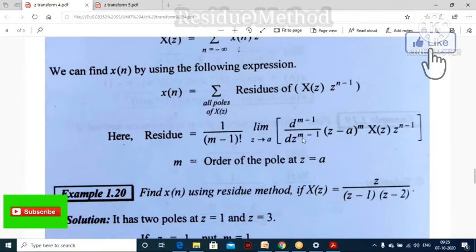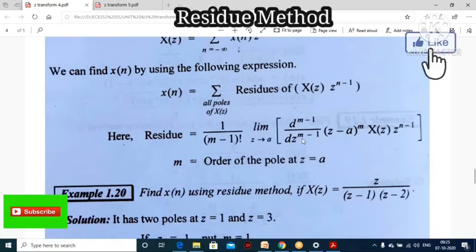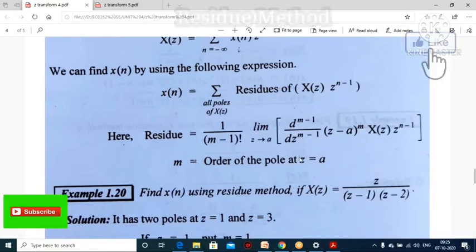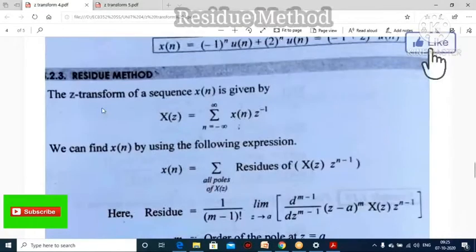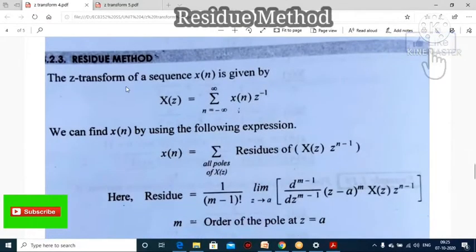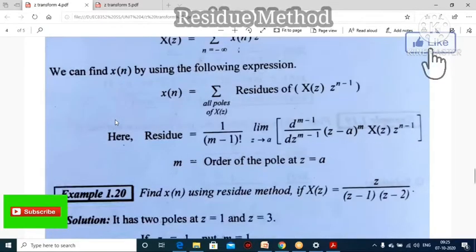Here m represents the order of the pole at z equal to a. Okay, so this is the formula to find out the inverse Z transform by using residue method. Okay, let us see one problem.